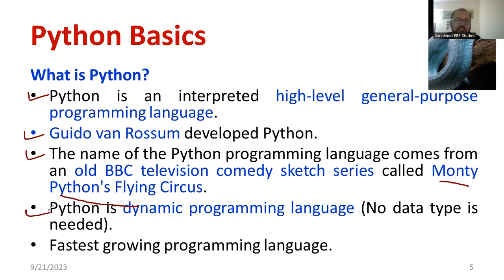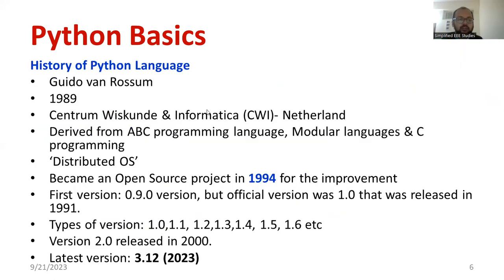Python is a dynamic programming language. Why is it called dynamic programming? Because no data type is needed. If you want to do programming in C, you need to mention the data type: int, char, float, etc. Also, one more important thing, it is one of the fastest growing programming languages, because everywhere people are using Python due to its convenience. It is quite easy compared to other high level languages.